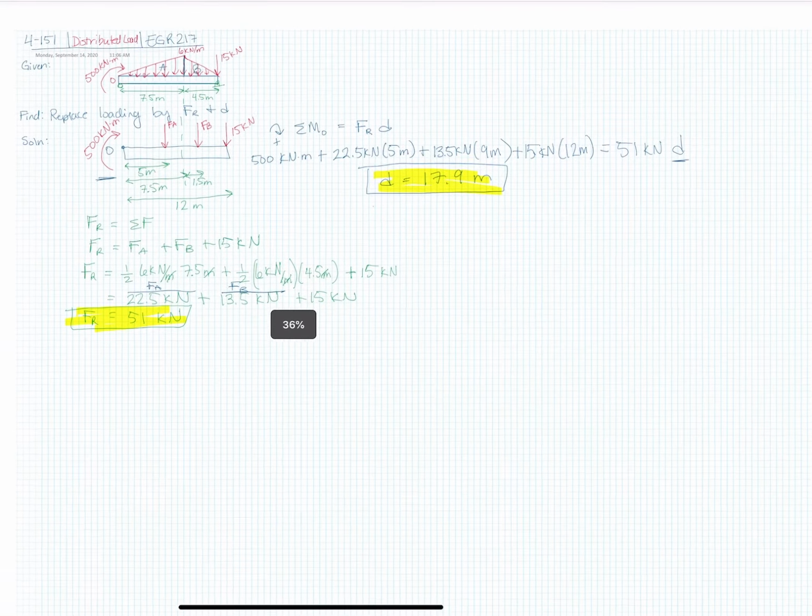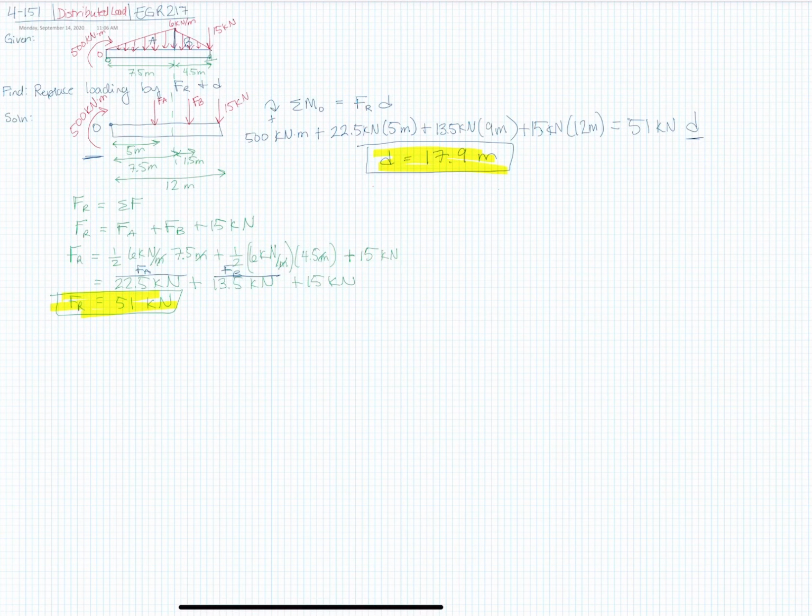So now we've checked back with the find statement. They want us to replace the loading by FR and its distance D. So we got D and we got FR.